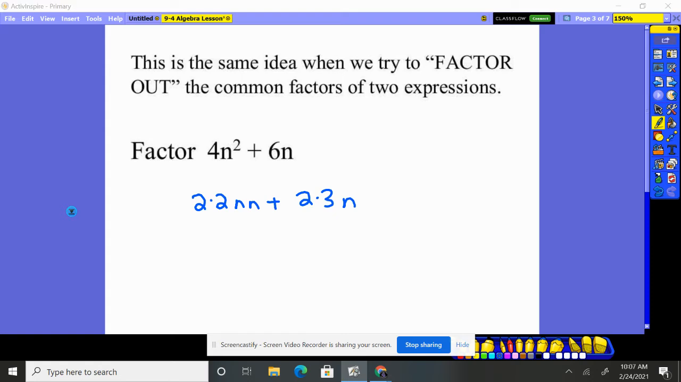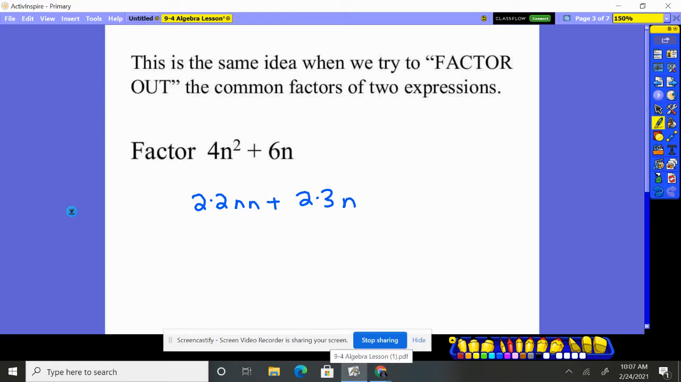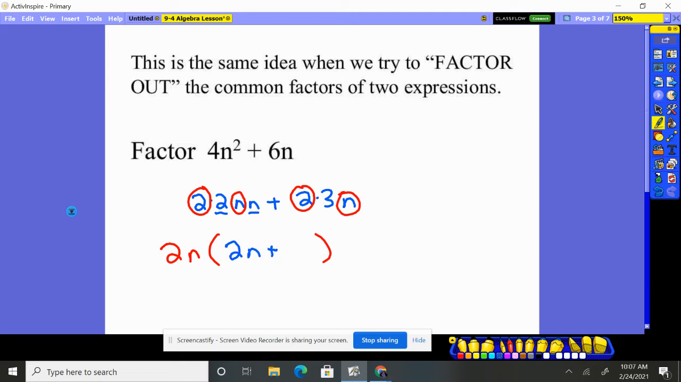What do they seem to share completely? Well, they both share a 2. And they both share a what? N. So what we would do is we would factor out a 2n and say, hey, they both have that. Now, what do they have left inside? Well, with my first piece, it has a 2 and an n. My piece here just has a 3. So actually, this factored is 2n times the quantity 2n plus 3.